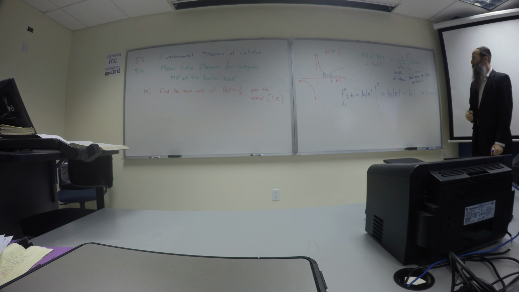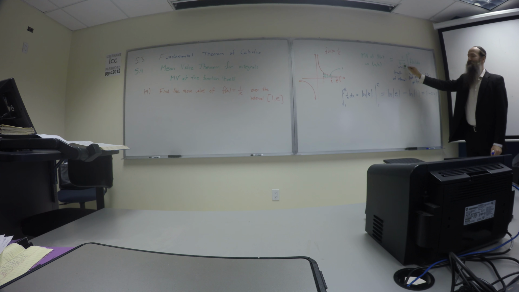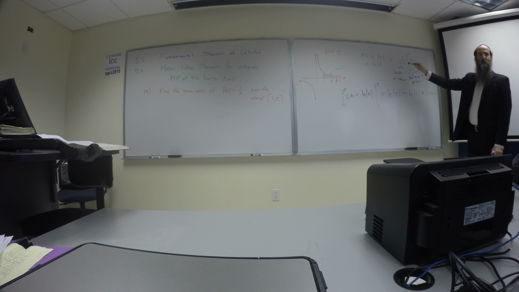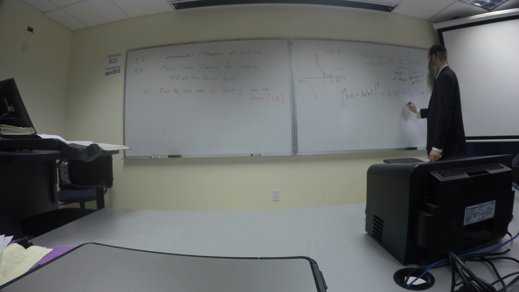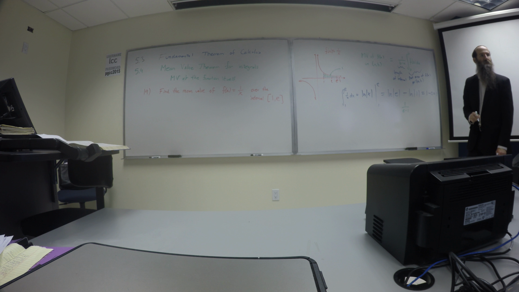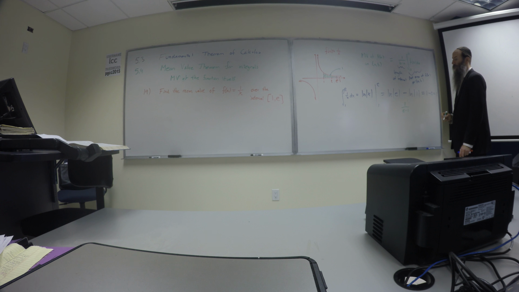Now we need to divide that quantity by b minus a. That's what the front is saying. They write it like this, but it's really just saying divide by the length of the interval. b minus a is the length of the interval. So I need to take this 1, the result we already got, and divide it by e minus 1. So there's our answer, 1 over e minus 1.